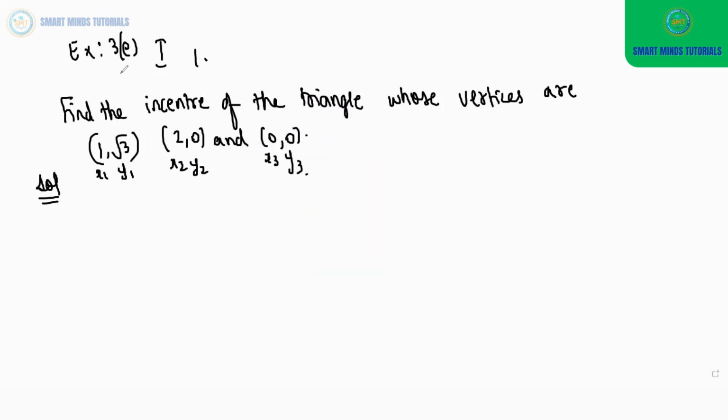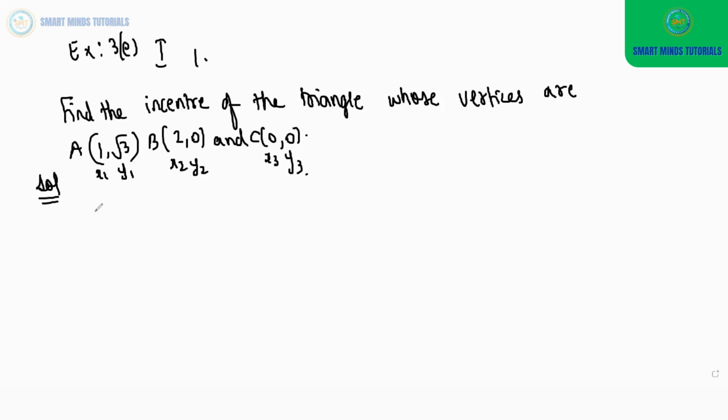So take this question from exercise 3E, Roman number 1, question number 1. Find the incenter of the triangle whose vertices are (1, root 3), (2, 0) and (0, 0). So we take these 3 points as (x1, y1), (x2, y2) and (x3, y3). Let us mark them as A, B and C.